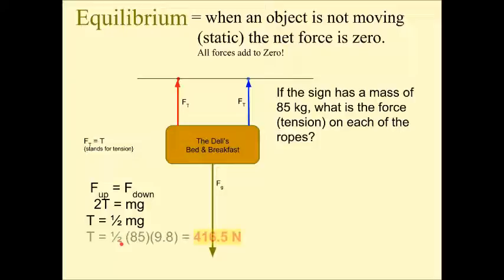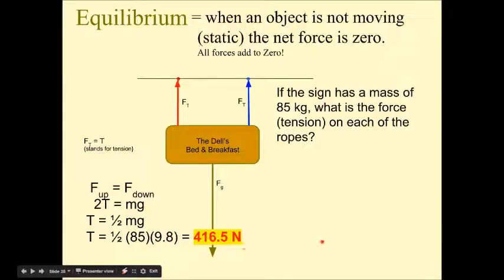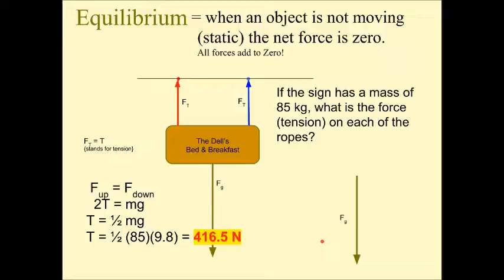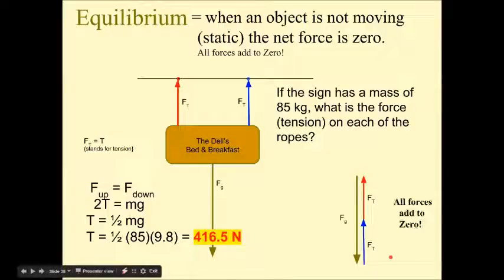Now we plug in the 85 times 9.8. So the tension on each rope is 416.5 newtons. So what we're showing here is that the force down, which is the weight, is equal to the sum of the two forces going up, and all the forces add to 0. Pretty straightforward. Sometimes it's difficult to figure out what to do on these problems, but use your logic. It makes a lot of sense.